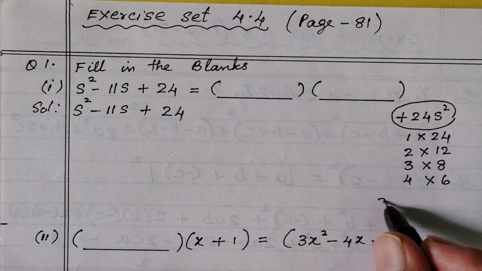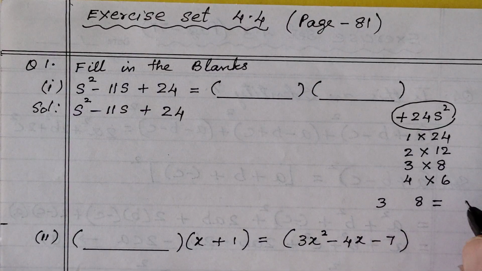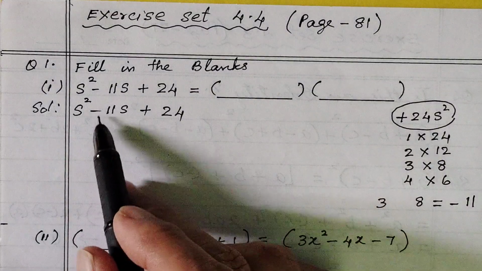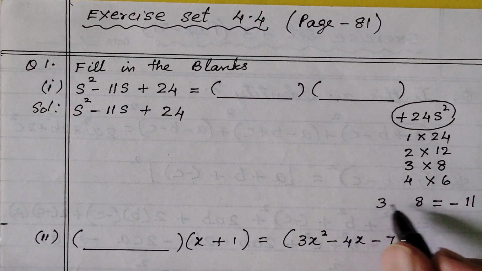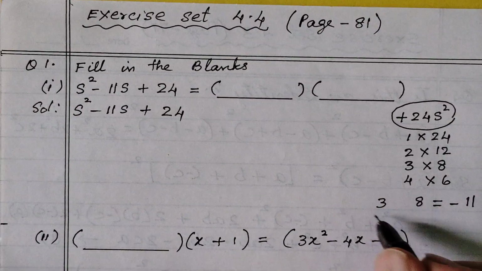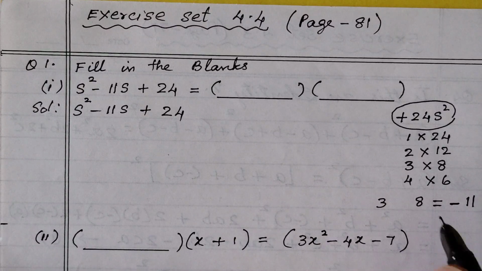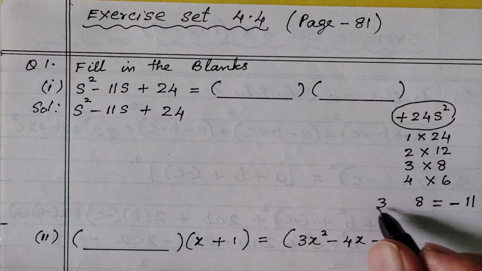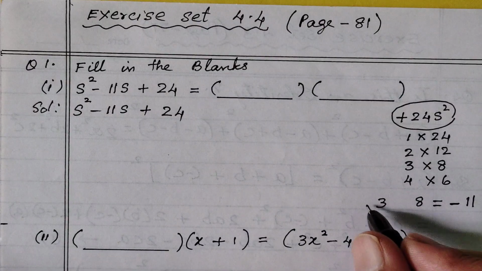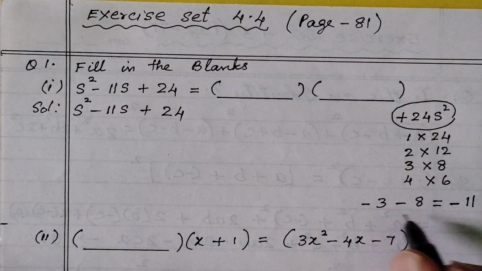But I want minus 11. See, minus 11 is the second term, the middle term. So what signs I have to give so that if I solve it, I should get minus 11? Since minus is there here, I will give minus for both, because when I add only I am getting 11 now. So minus 3, minus 8, I will get minus 11.